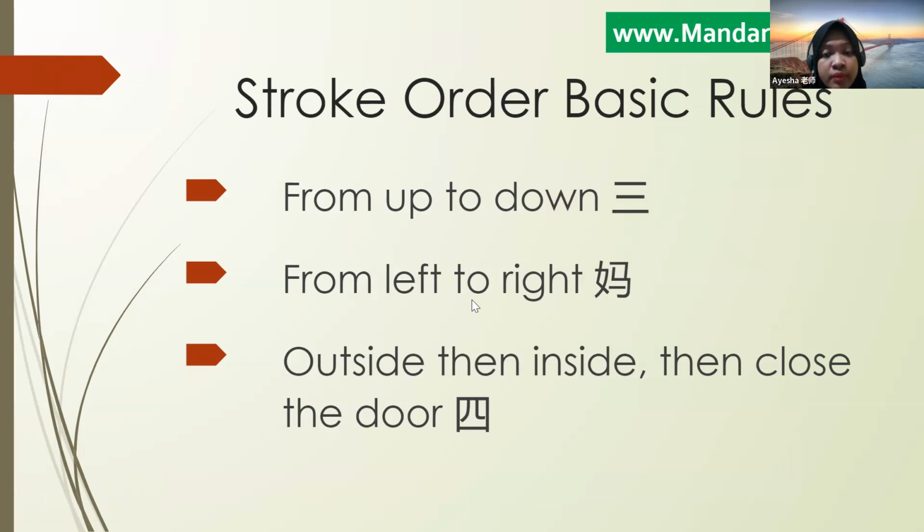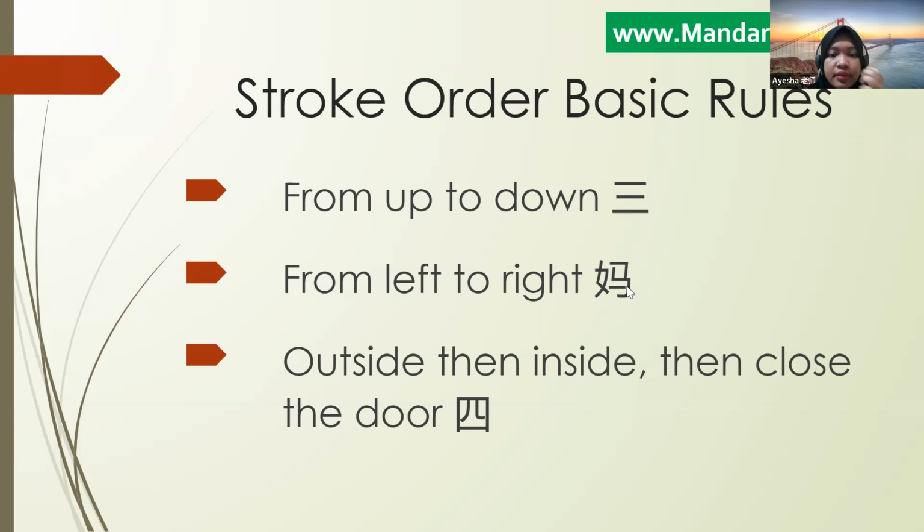Second rule is always from left to right. What do I mean by left to right? Meaning this character is formed of two parts, right? So you write the first part on the left first, then only you write the second part on the right. So don't write characters from the right first. Write it on the left first, then only you complete the ones on the right.